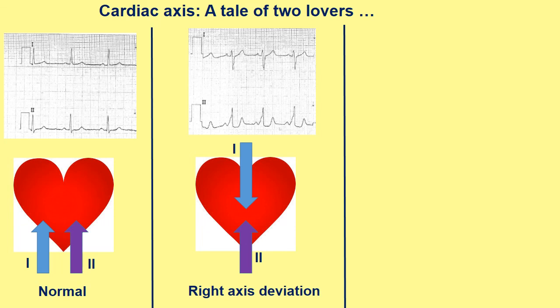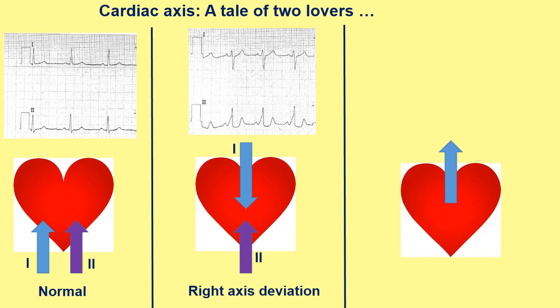Now let's look at left axis deviation. So the two lovers: lead 1 will be pointing up, lead 2 will be pointing down. They are pointing in opposite directions, and if you look at this, you can assume lead 1 and lead 2 have left each other, so they are going in opposite directions, so they've left, so we say left axis deviation.